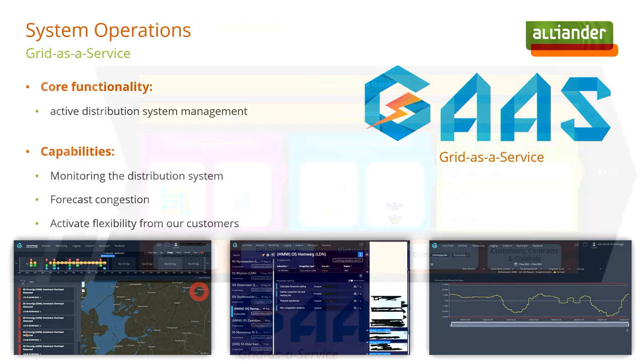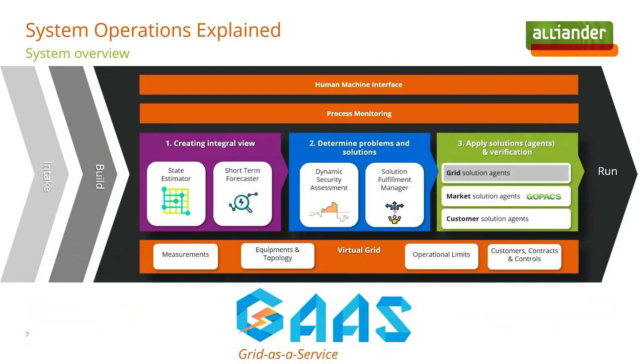Going into a bit more detail, how this is all incorporated into one product. You already saw the human-machine interface or some screenshots from it. So we use the topology of the grid, we use different measurements, we use some information about contracts that we have from the customers, and that is our input that we use to get an idea of the situation in the network, both what is the current situation by doing state estimation and also forecasting what the situation is going to be in the near future.